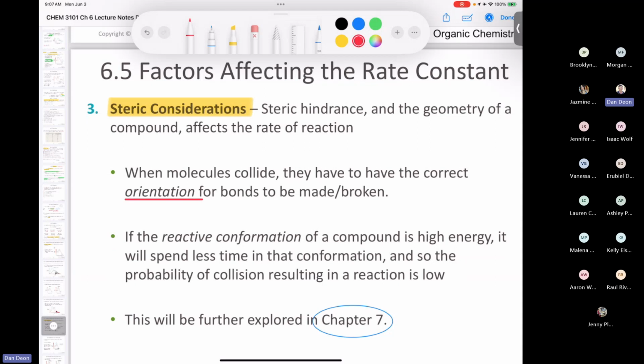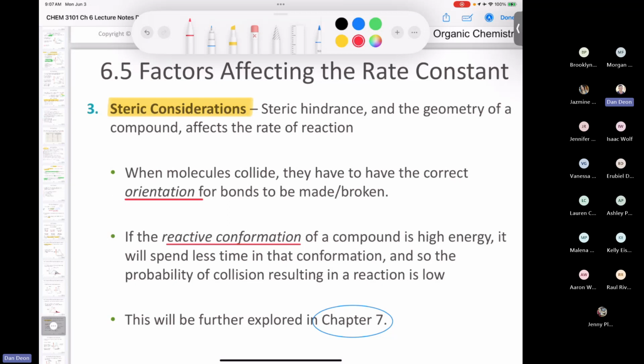So the relative conformation, or the geometry, or the sterics of the compound is actually going to have an effect on the reaction, because if the reactive conformation of a compound is high energy, it's going to spend less time in that conformation. And so the probability of a collision that results in a reaction is going to be low. But if it spends a lot of time in that reactive conformation, then there's going to be more effective collisions. And so your reaction rate is going to be high or fast.